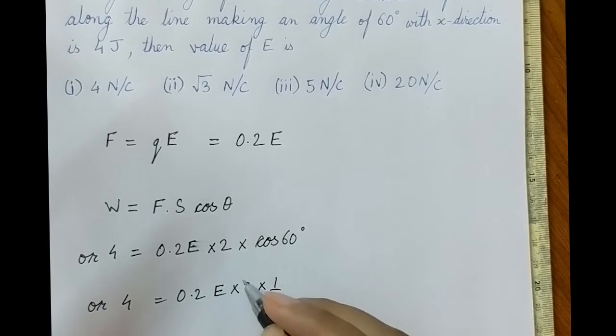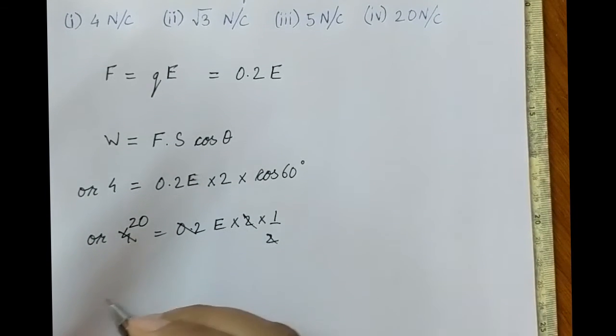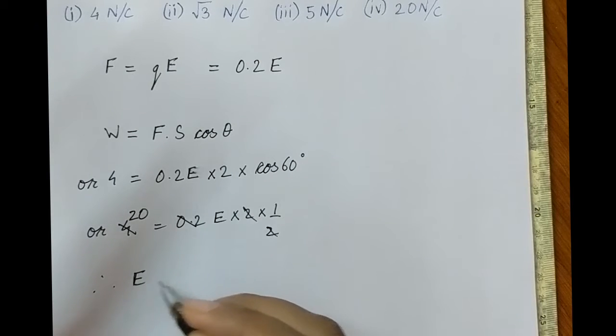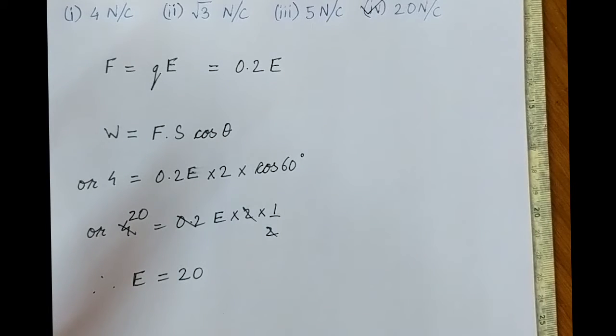We can cancel out this and this here. 0.2 goes with 4 and gives us 20. Therefore we get E is equal to 20 Newton per coulomb. So this is our first answer.